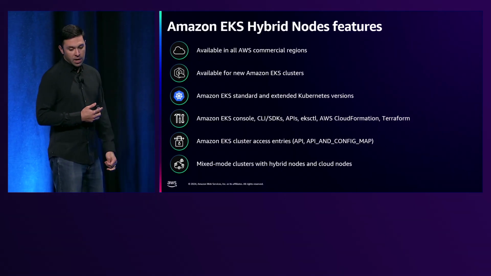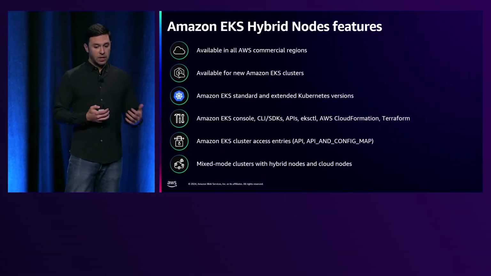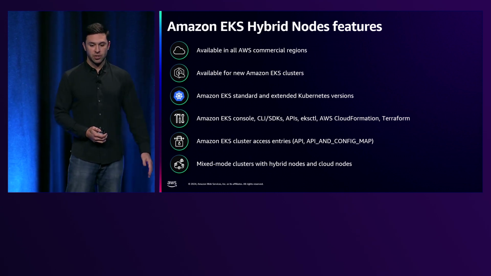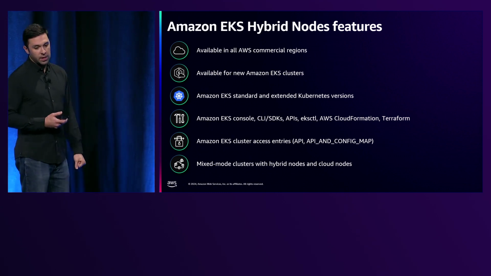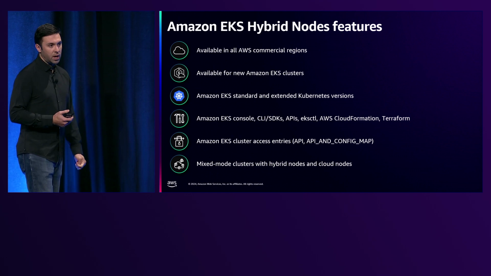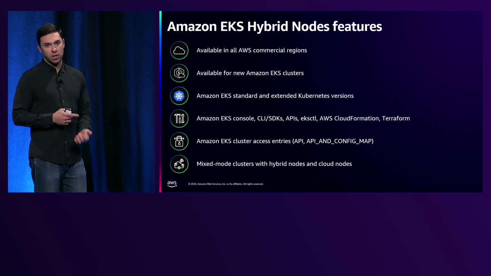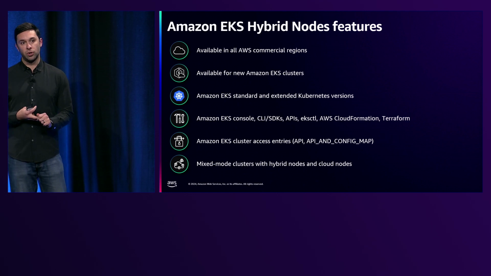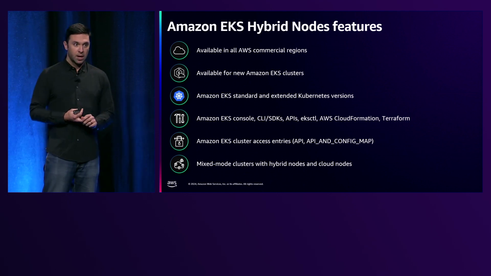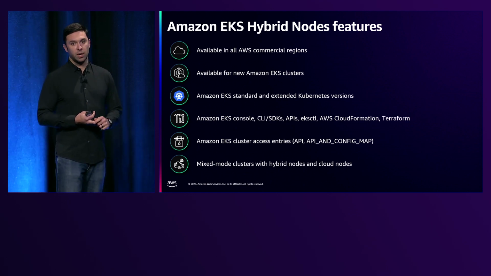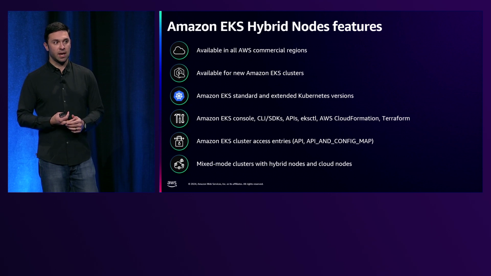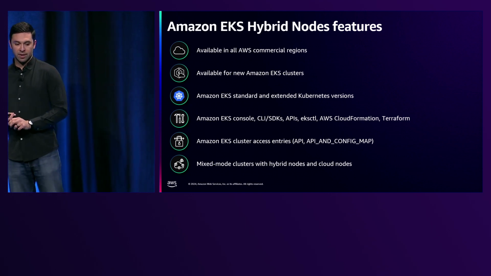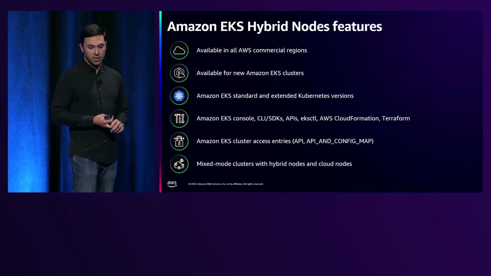All right. So now to run through the features that are available at launch. This is scoped to what we launched yesterday. Currently, hybrid nodes is available in all AWS regions except for GovCloud and China regions, and it's currently available for new EKS clusters only. We are working on enabling hybrid nodes for existing EKS clusters, but that is not ready today. Hopefully that'll be ready shortly in Q1 of next year.